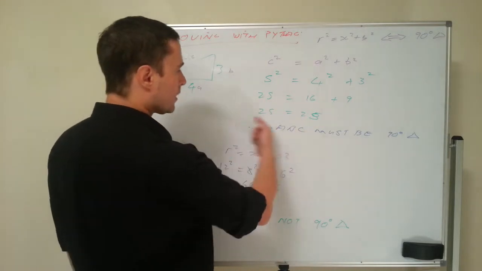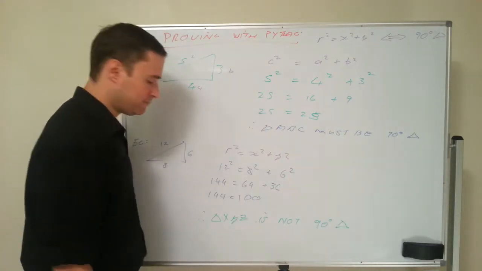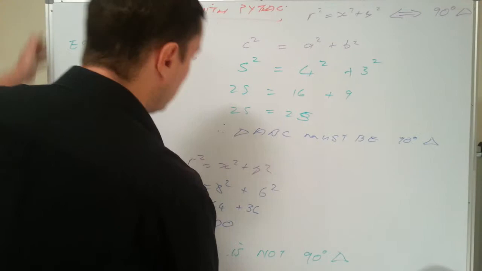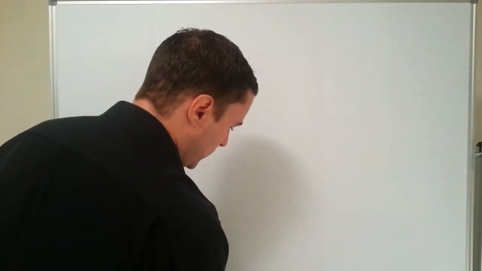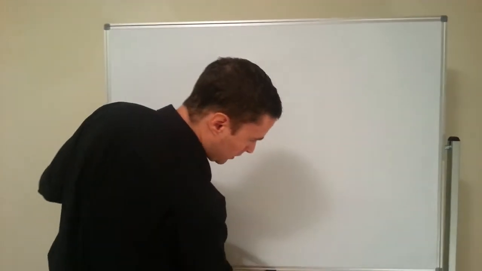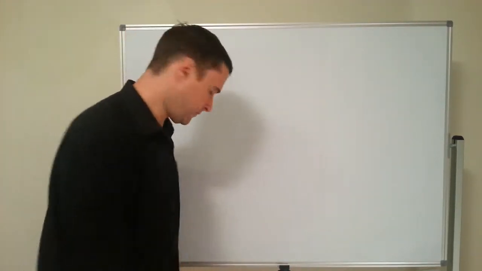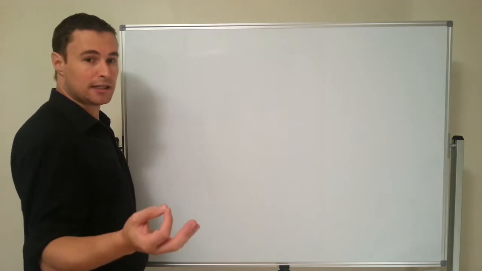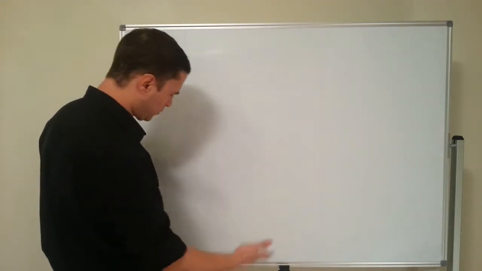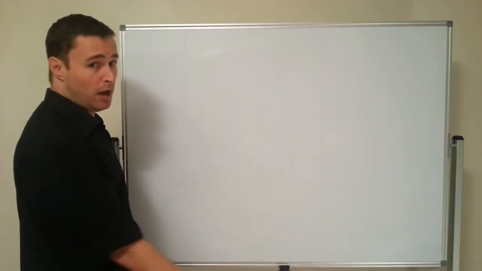Only in a right angle triangle will I get something that's true. You with me? Okay, so that's about as straightforward as it can get when you're talking about numbers. So, is it right angle? Pythag works. Is it not right angle? Pythag doesn't work.